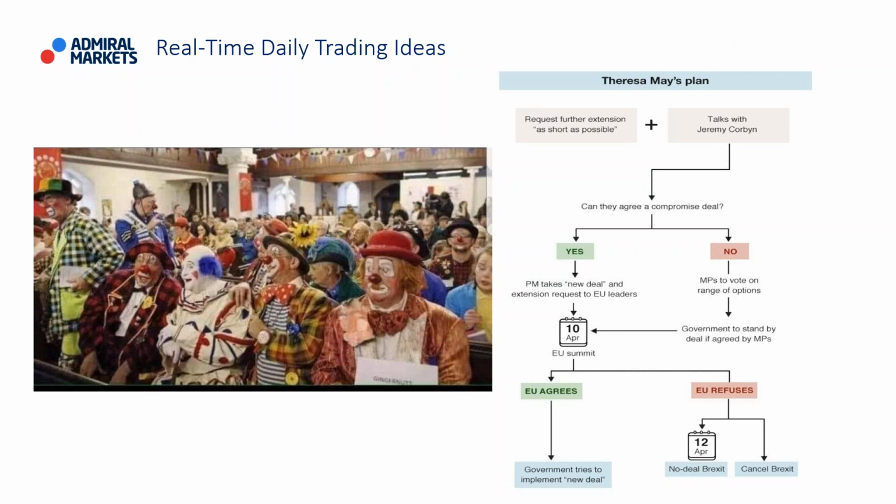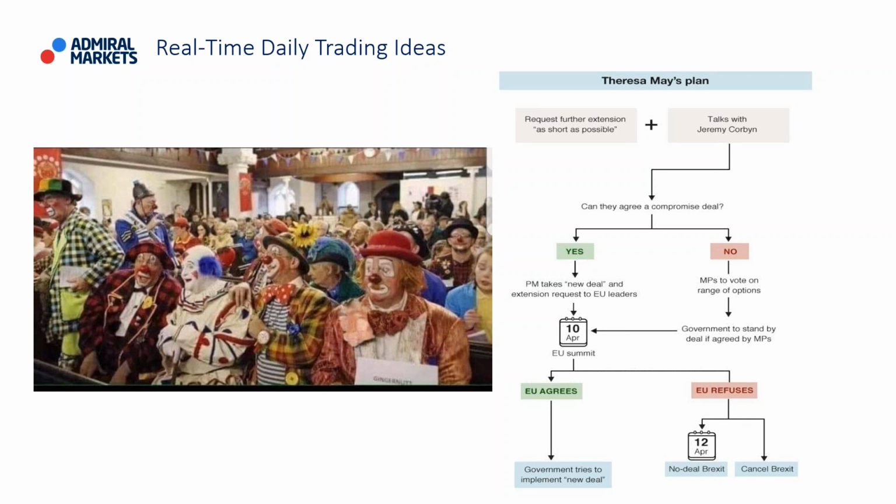But Mrs. May's plan, she's off to see Miss Merkel and also Monsieur Macron in Paris to have a talk about an extension before this EU emergency meeting tomorrow. She is supposed to be requesting a further extension that will be as short as possible, the date being suggested this week is June the 30th.